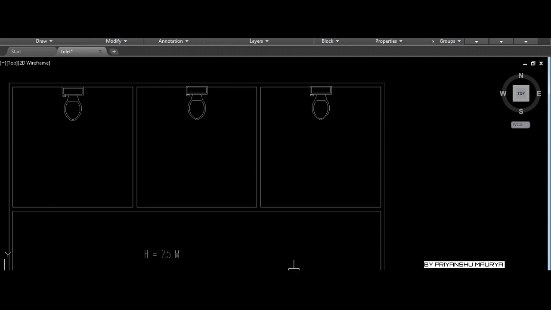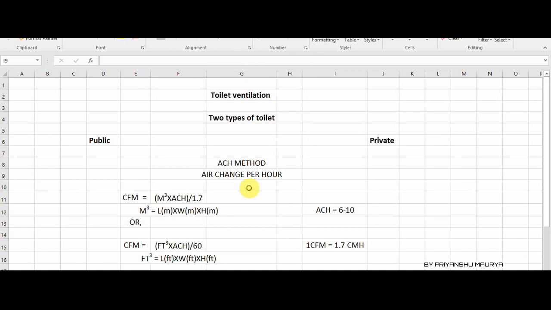So here we have one formula to find the CFM, that is meter cube into ACH divided by 1.7. So meter cube is the room volume or toilet volume: length of toilet in meter, width of toilet in meter, and height of toilet in meter, and into ACH, that is air change per hour. Its range is 6 to 10 as per some standards.